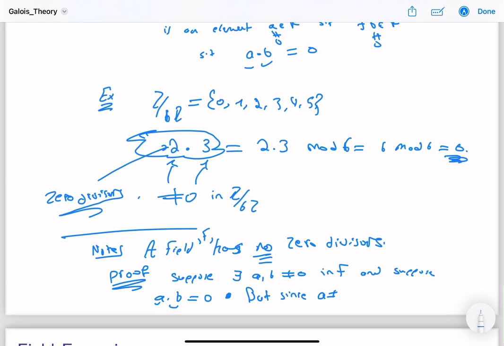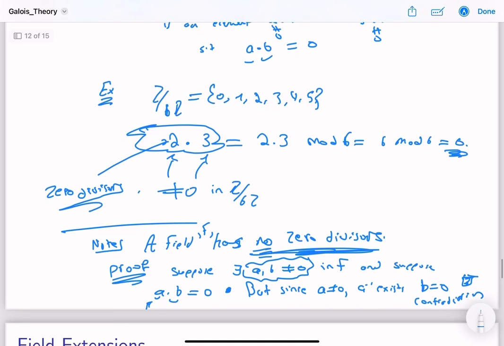But since a is not 0, a inverse exists, and thus if I multiply by a inverse on both sides here, I get that b is 0. But this is a contradiction, because I already assumed that b and a are not 0. So this is a proof by contradiction. This completes the proof. So please keep this in mind. A field does not have zero divisors.